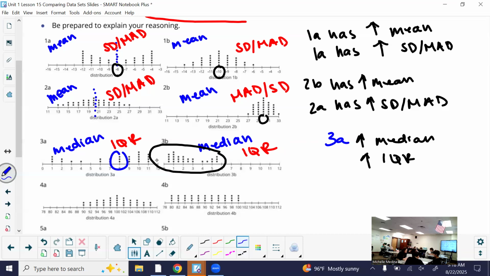Let's see, Darian, which one will have the higher IQR? A, because the middle 50% does look more spread out. And again, you could actually do the math and justify your answer further.